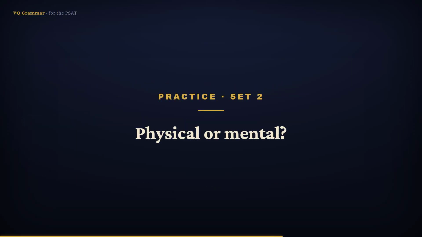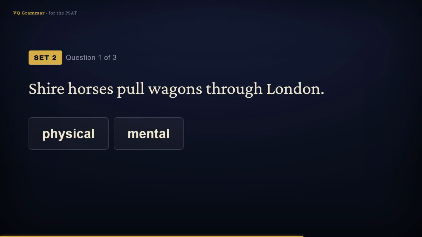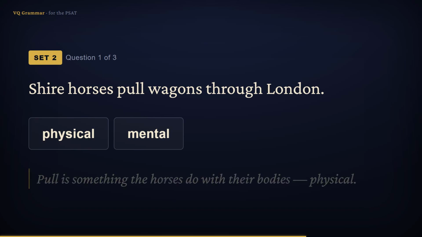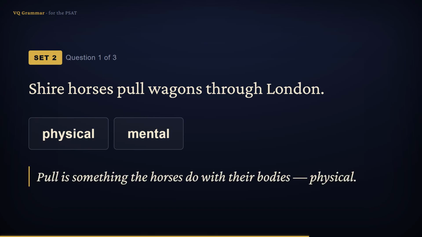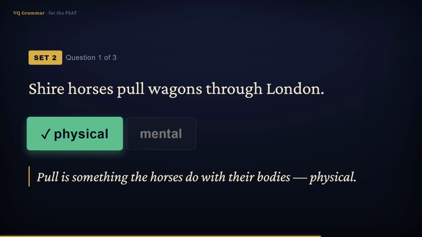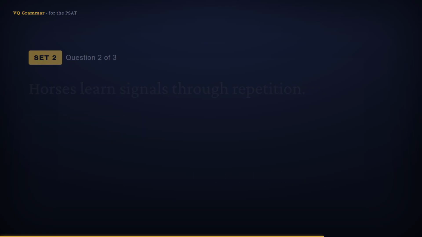Now, 3 more. Each sentence has its action verb. Your job is to decide whether that action is physical, something you could watch, or mental, something that happens in the mind. Pause and try each one. Shire horses pull wagons through London. The verb is pull. Could you watch that happen? Absolutely. The horses lean in and haul the wagon. It's done with the body, so the answer is physical.